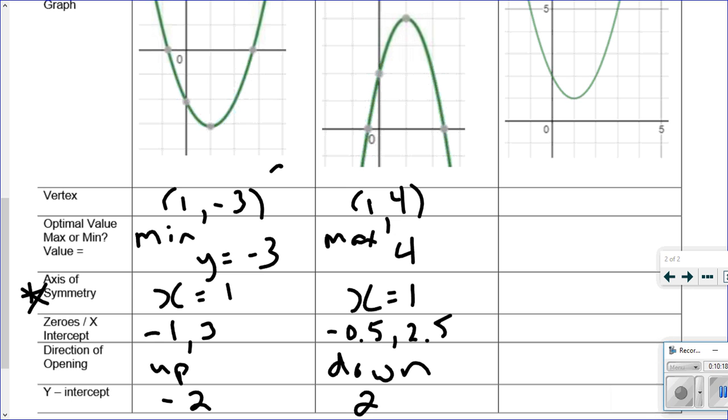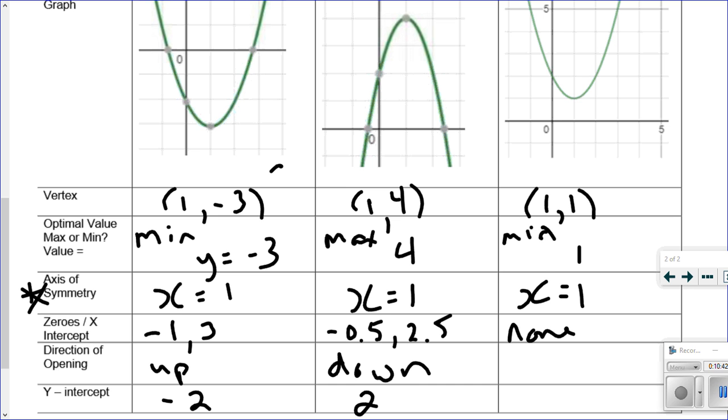The last one is a little trickier. My vertex, there's no dots to mark it off, so my vertex is 1, 1, it is a minimum value at y equals 1. Oh, I didn't realize I had all 3 of them at x equals 1. Anyways.